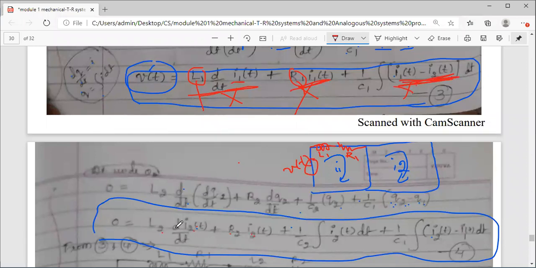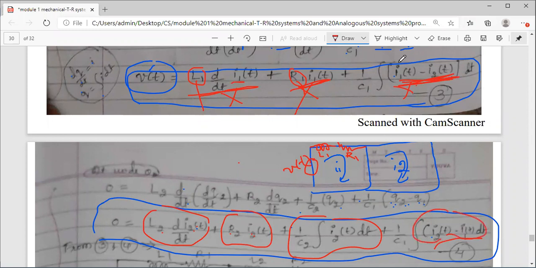Okay, it's a difference. Coming to equation 4, you can see L2 is purely I2. Even R2 has a purely I2 term. Okay, even 1 by C2 also has an I2 term. Okay, all the first three elements, L2, R2 and 1 by C2, all these three have I2 only, but only the last element is a shared element.